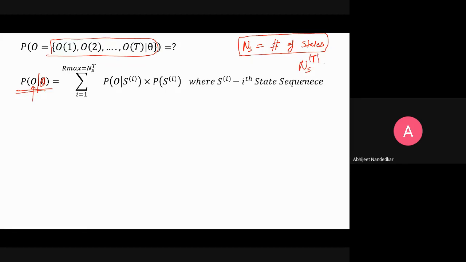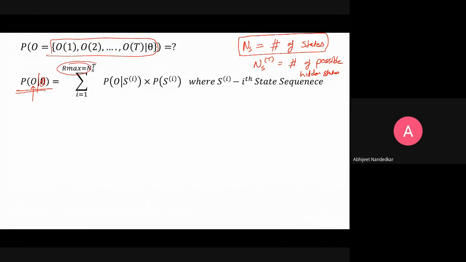So this is the number of possible combinations, or I should say permutations, of hidden states. So that is the maximum possible.